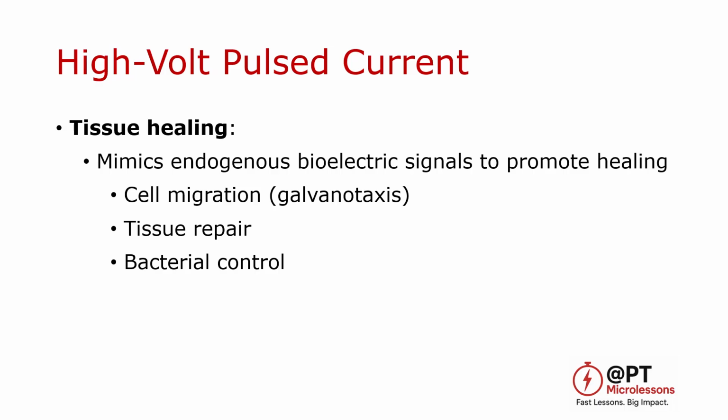Okay, let's look at the most common indication for high voltage: tissue healing. High volt pulse current can promote tissue healing by mimicking the body's endogenous bioelectric signals, which support the healing process. This supports cell migration, also known as galvanotaxis, allowing cells to move toward the area of injury. It also contributes to tissue repair and may assist with bacterial control.